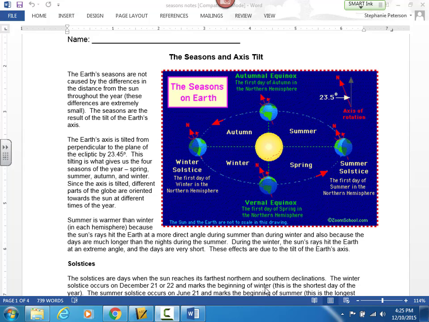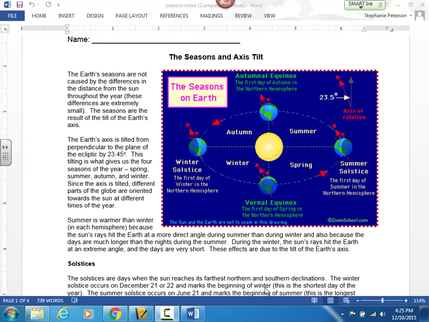The Earth's seasons are not caused by the differences in the distance from the sun throughout the year. These differences are extremely small. The seasons are the result of the tilt of the Earth's axis. The Earth's axis is tilted from perpendicular to the plane of the ecliptic by 23.45 degrees. It's tilted off of perpendicular by that much. This tilting is what gives us the 4 seasons of the year: spring, summer, autumn, and winter.